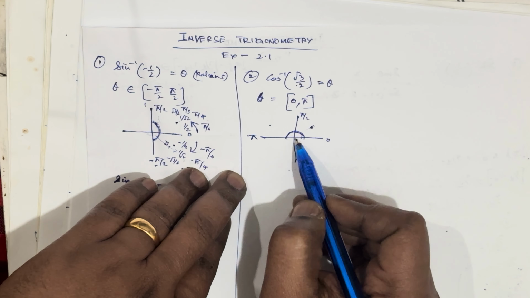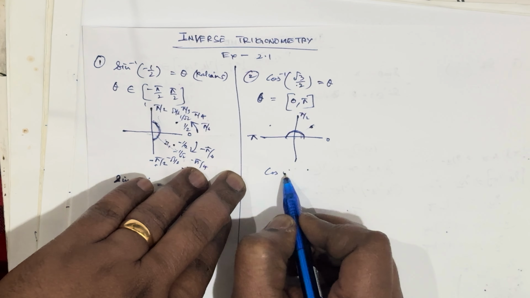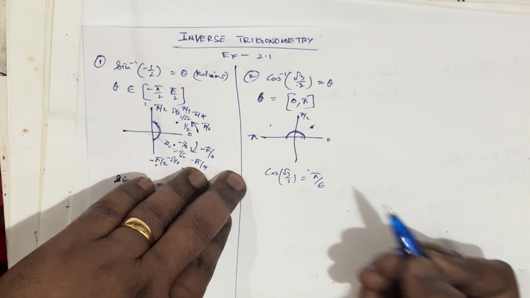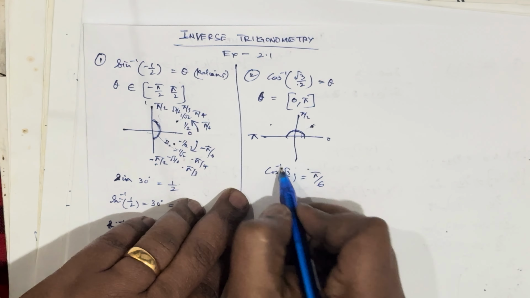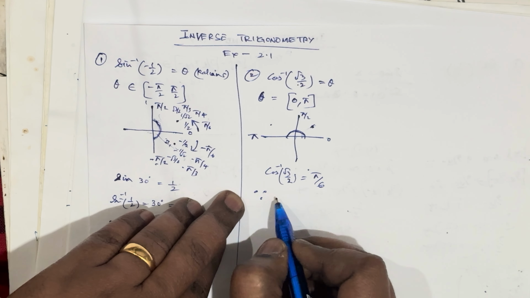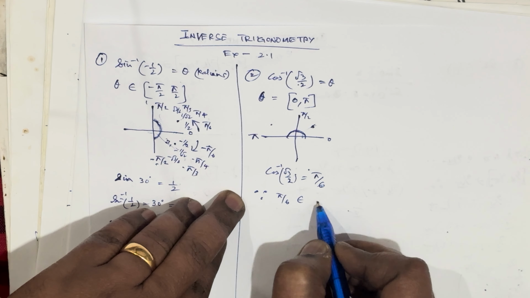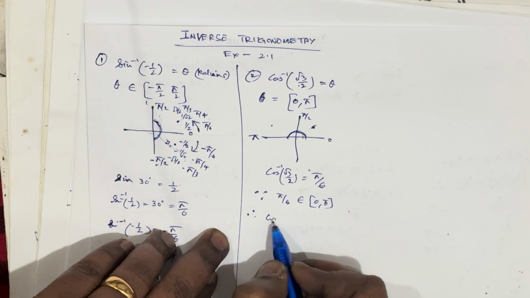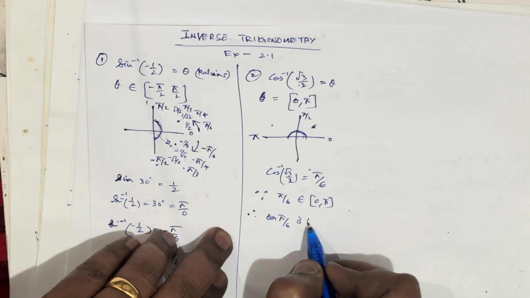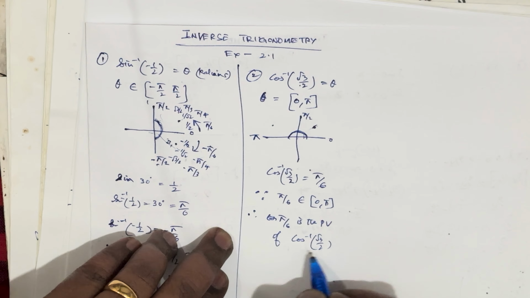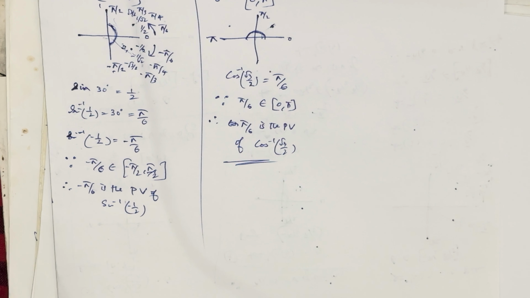Okay, now cos is root 3 by 2. Now where is cos root 3 by 2? It's at an angle 30 degree, which is pi by 6 again. So we can say that cos inverse root 3 by 2 is equal to pi by 6, since pi by 6 belongs to the range 0 to pi, closed interval. Therefore pi by 6 is the principal value of cos inverse root 3 by 2. Simple. That's it.